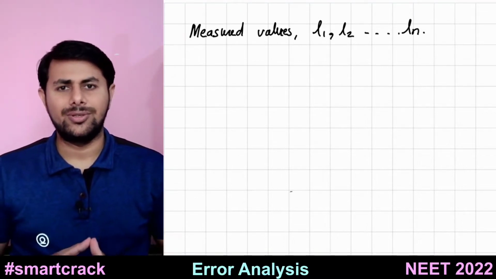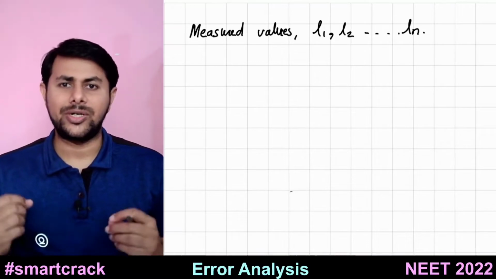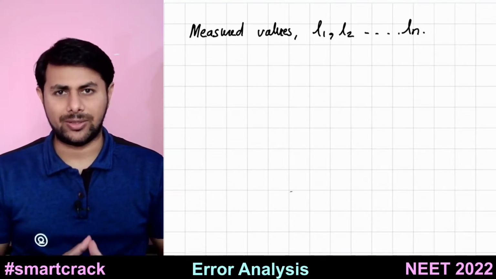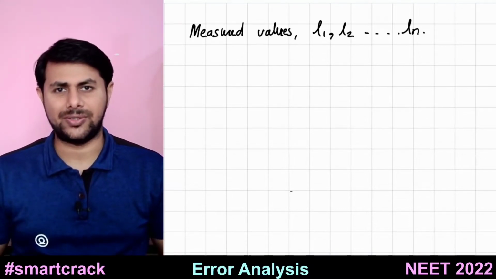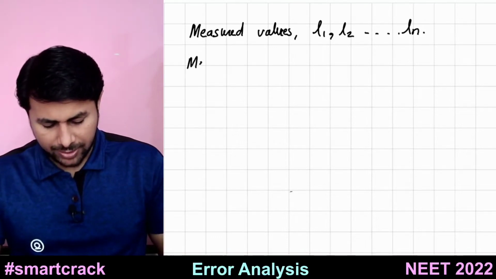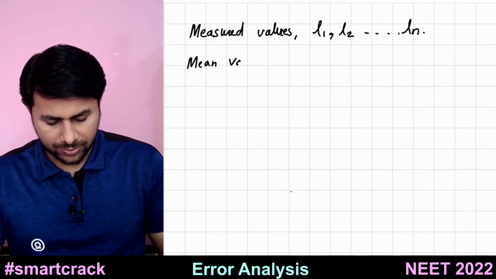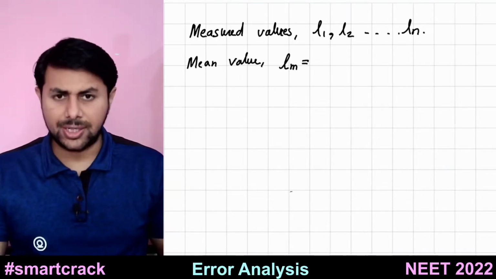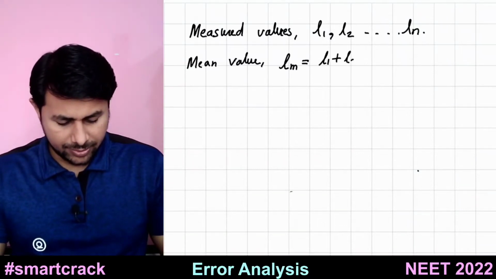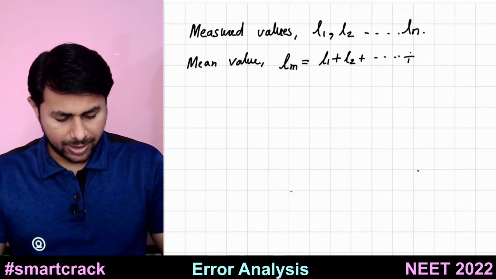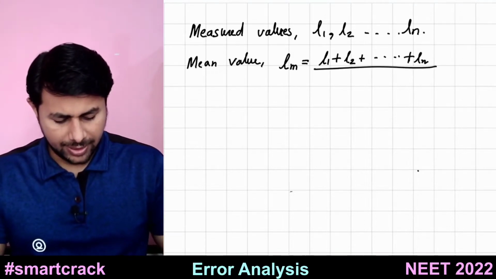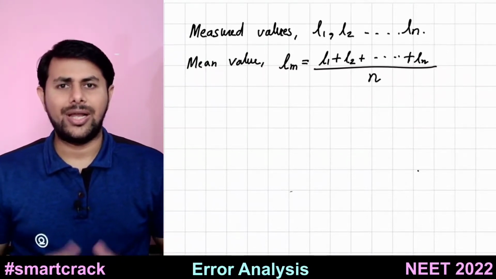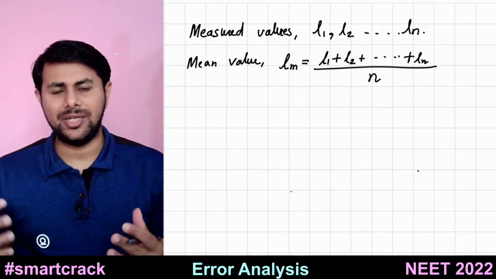Now in case I don't know the actual value of the length of this pen, how do I find the value which is close to the actual value? What I do is I take the average. I find the mean value of this quantity. Let's call it Lm, and it's equal to L1 plus L2 and so on up to Ln, divided by the number of measurements, which is n in this case.